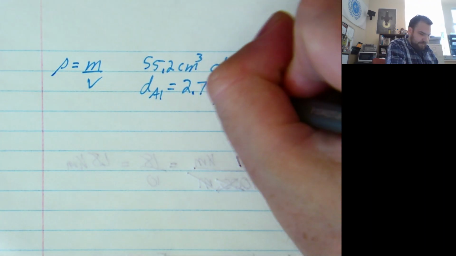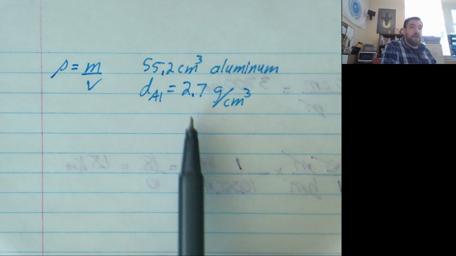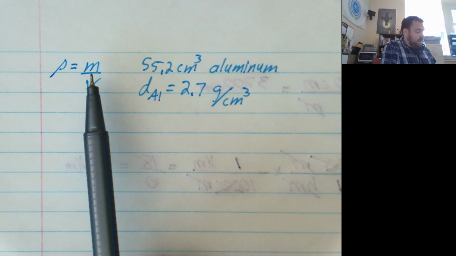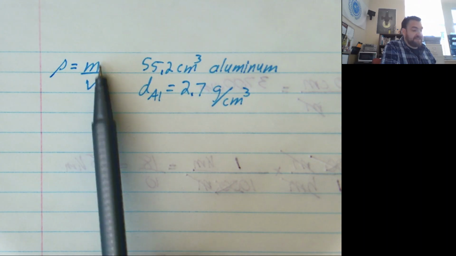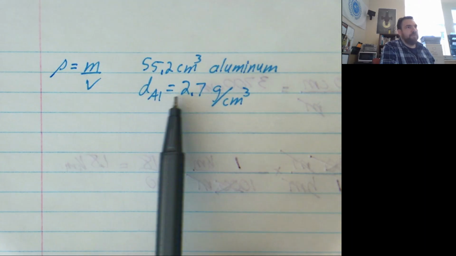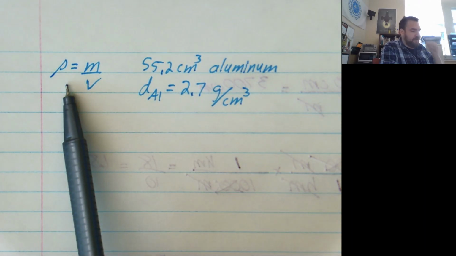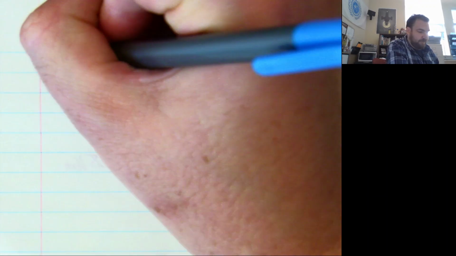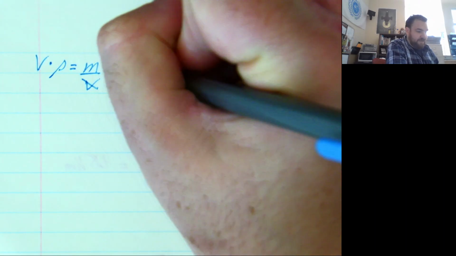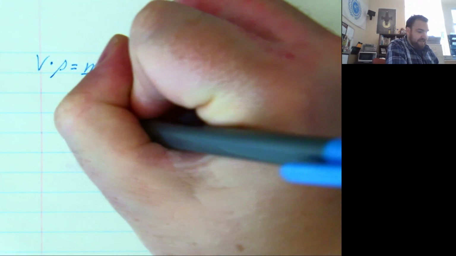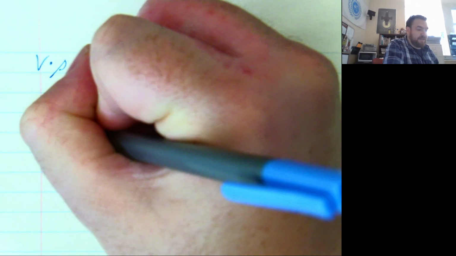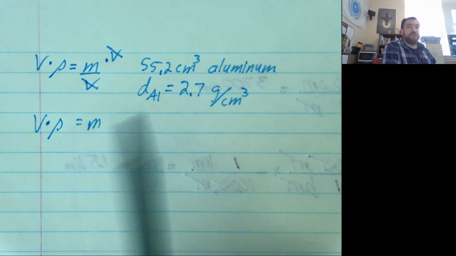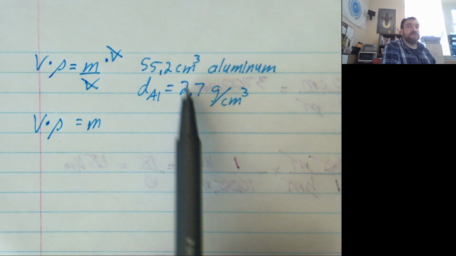There are two ways you can approach this. You can isolate this formula first, or you can plug in the numbers first and then move them around. If we were finding the mass, I would just multiply both sides by the volume here. Cancel out the volume, and you get the mass is equal to the volume times the density. All you're doing is multiplying these two values together.